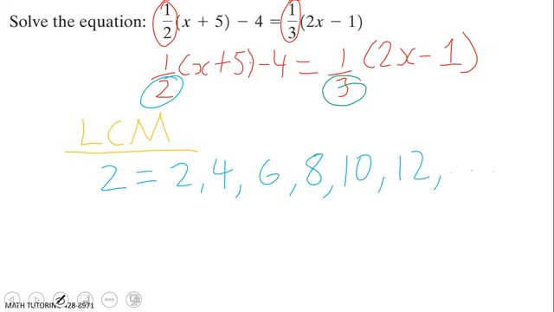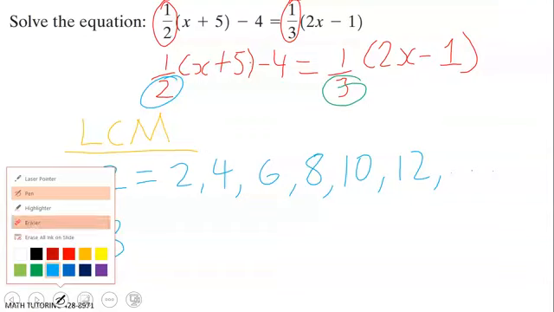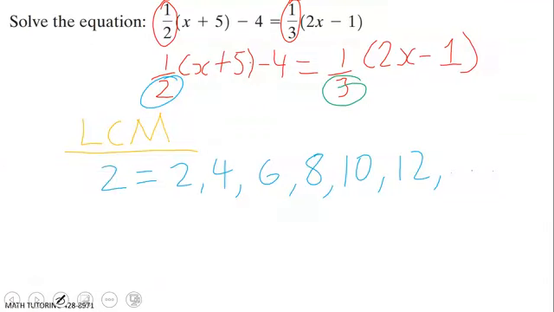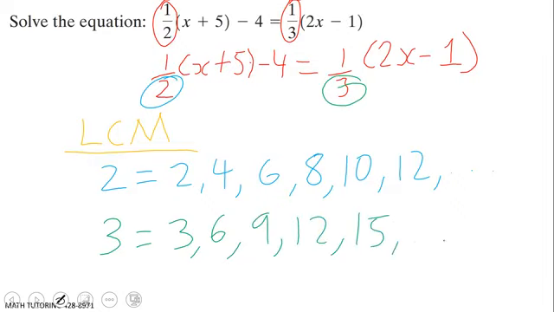And I should be clear. Let me just be honest and clear. These are not all the multiples of 2. This is just some of the multiples of 2, right? All right, so what are the multiples of 3? So let's use the gray now. The multiples of 3 are what? 3, 6, 9, 12, 15, and so on.